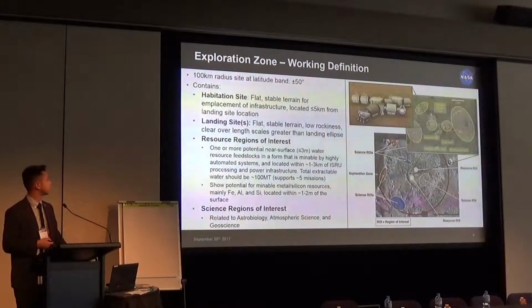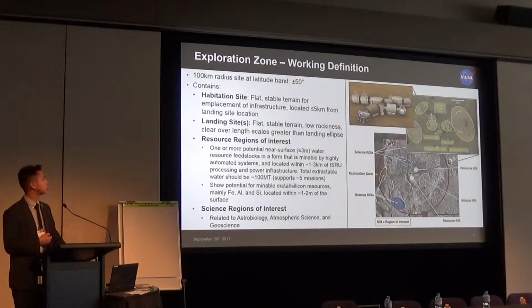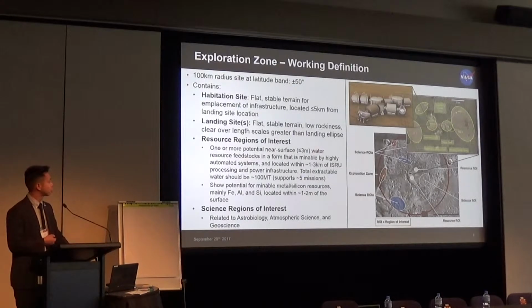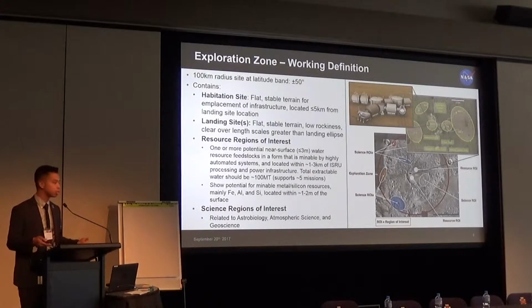Some more details: 100-kilometer radius, you've seen this image many times. Latitude band between plus or minus 50 degrees, which is driven by accessibility and thermal considerations. It contains a habitation site, where you set up your hub, and the constraint is that we want to be somewhat close to our landing site locations, so we don't have to drive too far once the crew gets to the surface. The landing site has to be flat with low rockiness, very similar to the robotic Mars mission landing site constraints that I mentioned earlier.